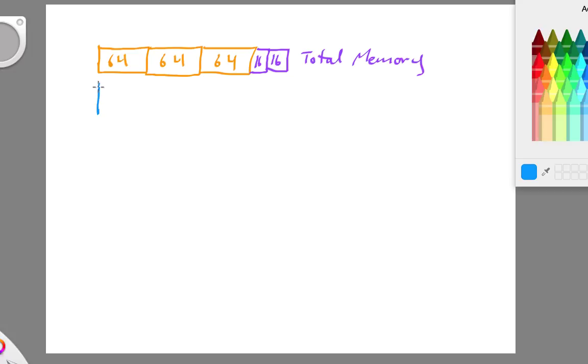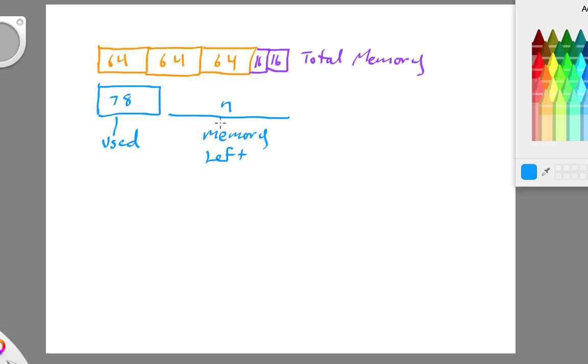Okay, but we know that we had 78 memory used, and that looks like something else completely. It's a little bigger than 64. We had 78 that we used. Okay, and then there's a bunch left, and we want to know what's left, and we'll call it n. This is the same thing, but instead of doing a bunch of little problems, we're going to kind of squeeze it together and do one problem.